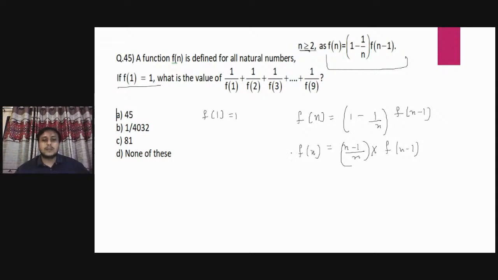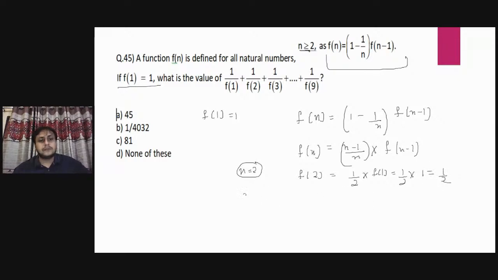So as I've told you, you must have understood what to do. Just put n equals 2 here. What we'll get is f2 equals 2 minus 1, which is 1 by 2, times f of 2 minus 1, which is f1. So 1 by 2 into f1, and we know that f1 is 1. So 1 by 2 into 1 comes out to be 1 by 2.